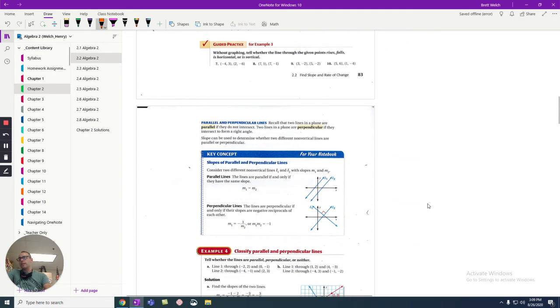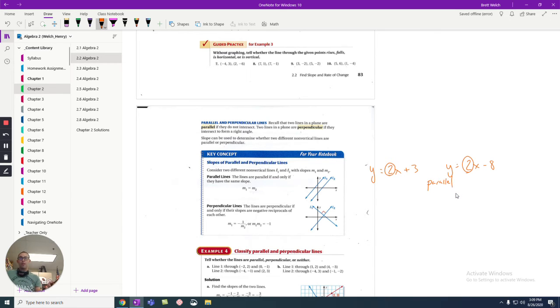How do we know if lines are parallel or perpendicular? Parallel lines are lines that never touch or won't get any nearer to one another. They must have the same slope. So if I say I have y equals 2x plus 3 and y equals 2x minus 8, because the slopes for both of these are 2, these two are parallel.